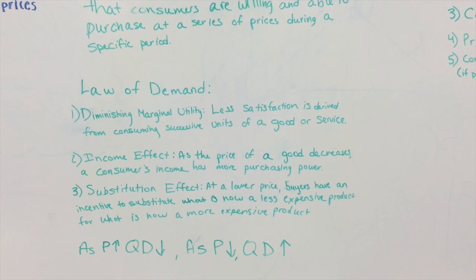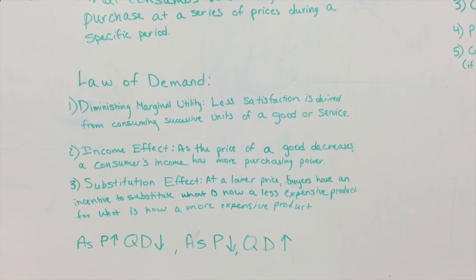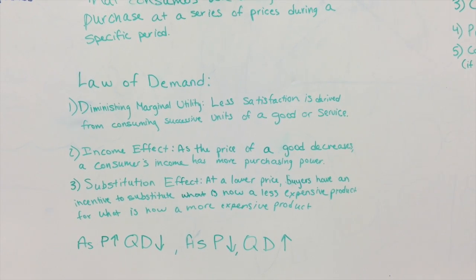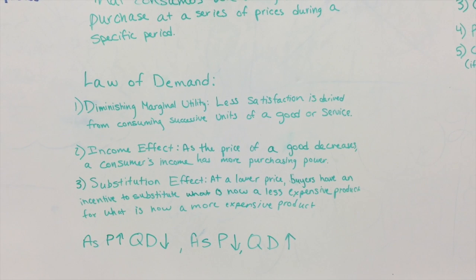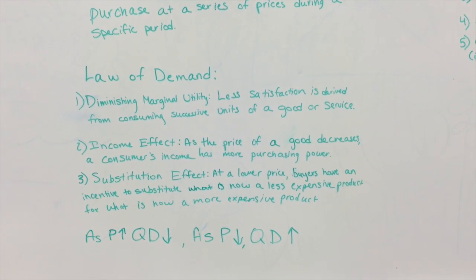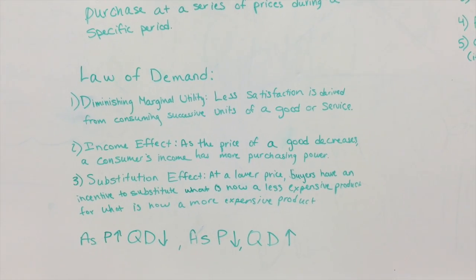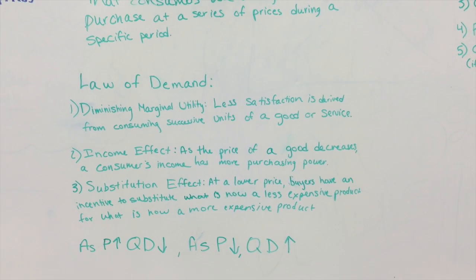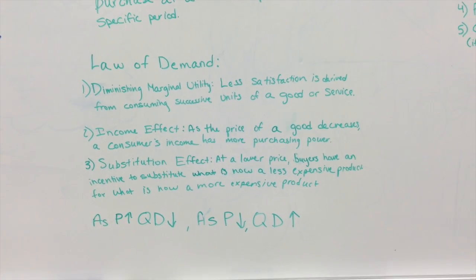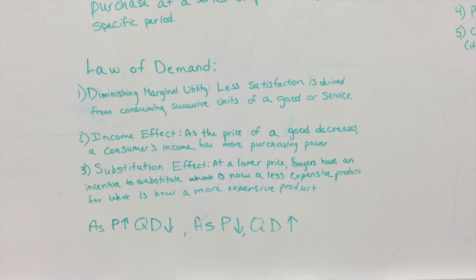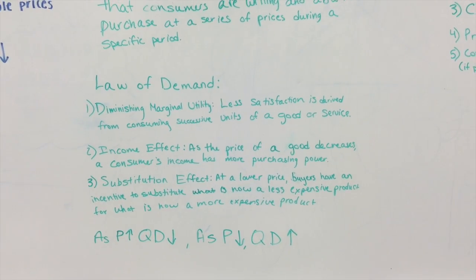that less satisfaction is derived from consuming successive units of a good or service, the income effect, which states that as the price of a good decreases, a consumer's income has more purchasing power, and the substitution effect, which means that at a lower price, buyers have an incentive to substitute what is now a less expensive product for what is now a more expensive product. As price increases, the quantity demanded decreases, and as price decreases, the quantity demanded increases.